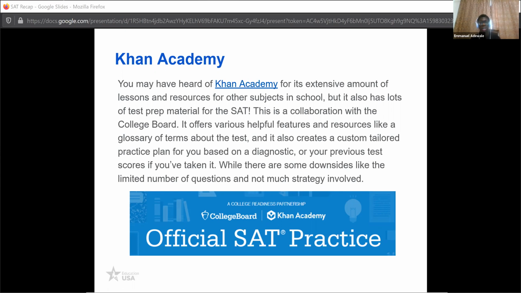like a glossary of terms about the test that will tell you what certain terms or concepts on the test mean, and give you a better picture of what that entails. It can also create a custom practice plan for you based on a diagnostic test or your previous test scores if you've taken the SAT before.